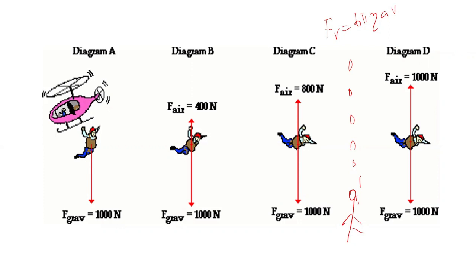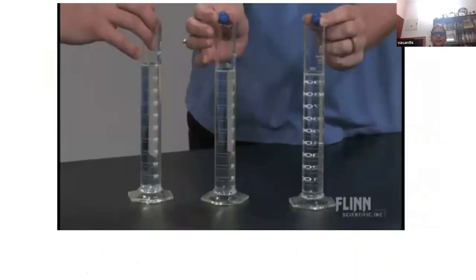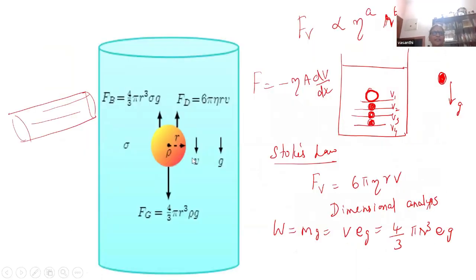Ma'am, like we can compare it to a person jumping with a parachute. Maybe initially it will be very fast, but after a while it becomes steady. Yes, it attains terminal velocity. That's what you're telling, isn't it? It attains terminal velocity. So once the forces on them are balanced, no? So that's the same case here, isn't it?